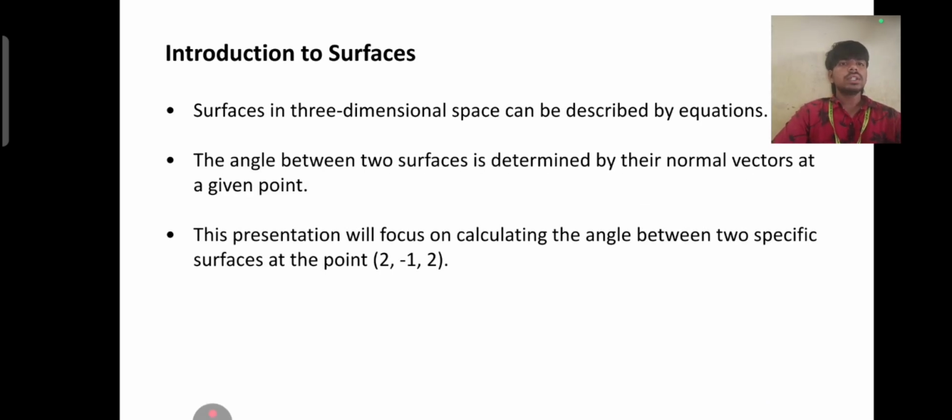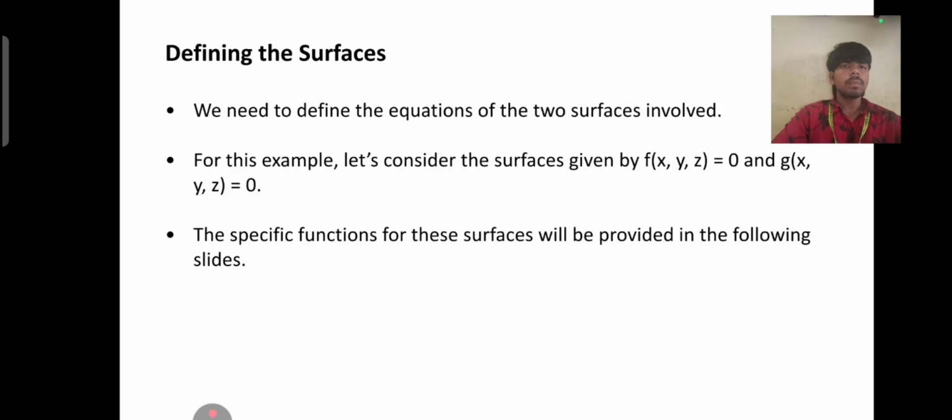Introduction to surfaces. Surfaces in three-dimensional space can be described by equations. The angle between two surfaces is determined by their normal vectors at a given point. This presentation will focus on calculating the angle between two specific surfaces at the point (2, -1, 2).